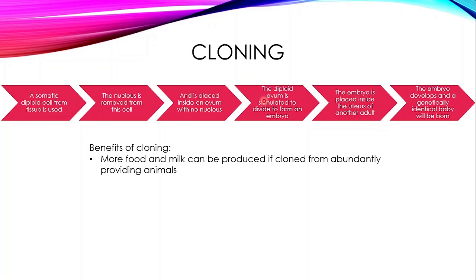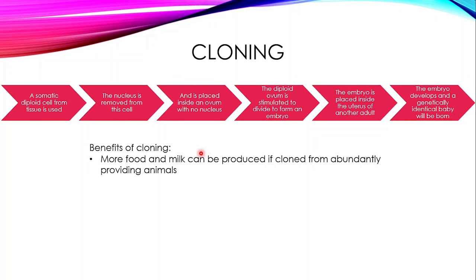Now the ovum is diploid because it has a diploid nucleus placed into it. And ova usually aren't diploid, they are haploid because they are gametes. So it basically tricks this ovum into thinking that it has been fertilized because it is now diploid. And this stimulates it to divide to form an embryo. Once the embryo is formed, it is placed inside the uterus of another adult, and the embryo develops and a genetically identical baby will be born.